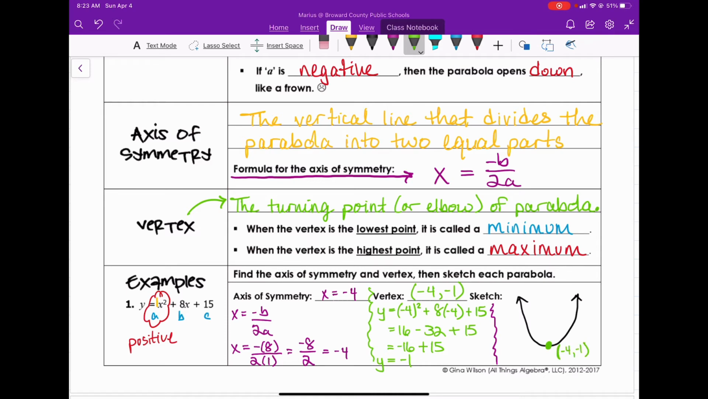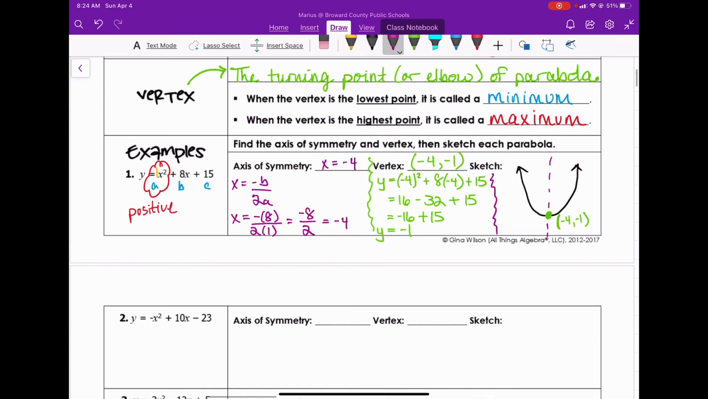And our axis of symmetry would be x equals negative 4, which is right here, okay? And there we go. So we know our graph should be facing up. The axis of symmetry is at x equals negative 4, and the vertex is negative 4 comma negative 1. Let's take a look at the second example.